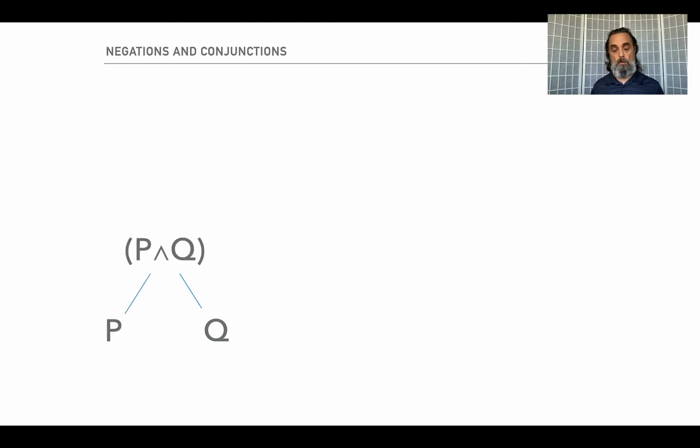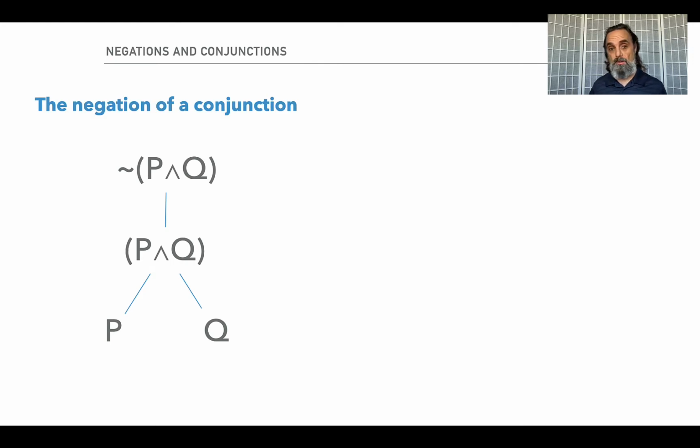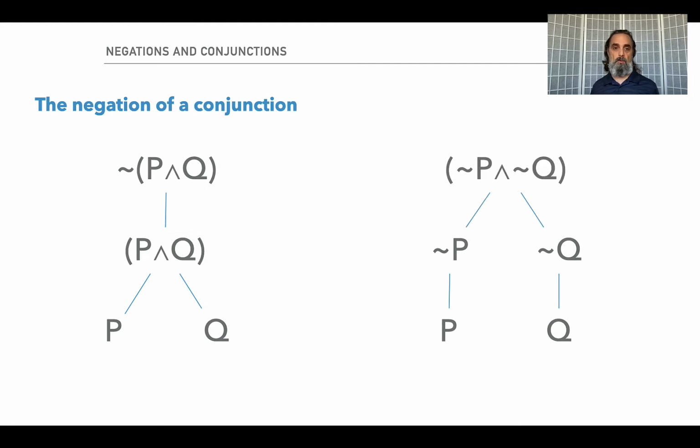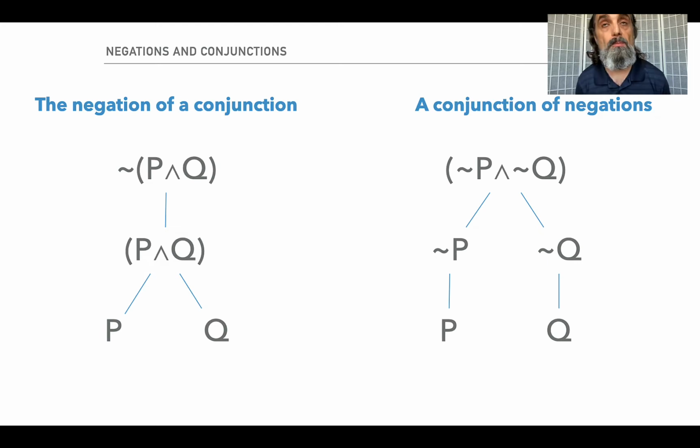Well, we know we can form a conjunction out of those, and then we could put a negation on there, and that's the negation of a conjunction. But also, since P and Q are sentence letters, we could put a not on the P, building not P, and the same thing with Q. And then we could put those together to form a conjunction, and so then we have a conjunction of negations. And so this is similar to the issue with the conditional.